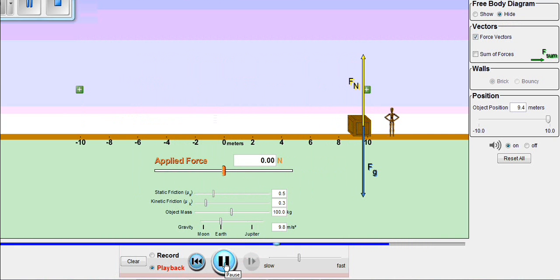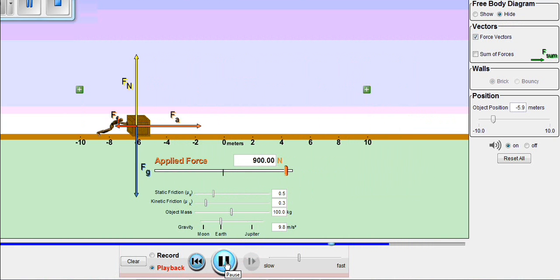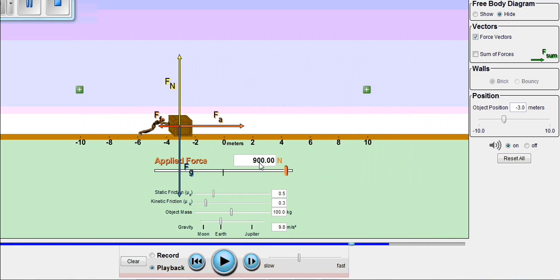So that's interesting. And then going further, if you're applying a force of 900 newtons, which is far greater than the static friction of 490, then while it is moving, the static friction is no more; it becomes dynamic friction, which is 294. Because the applied force of 900 is far greater than 294, we see that this object will accelerate.